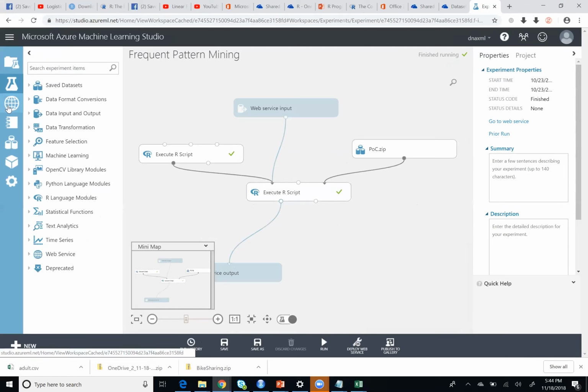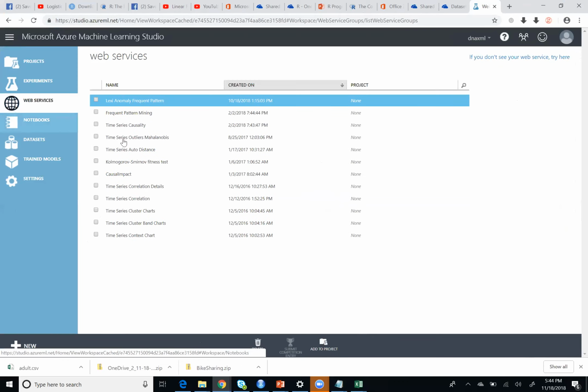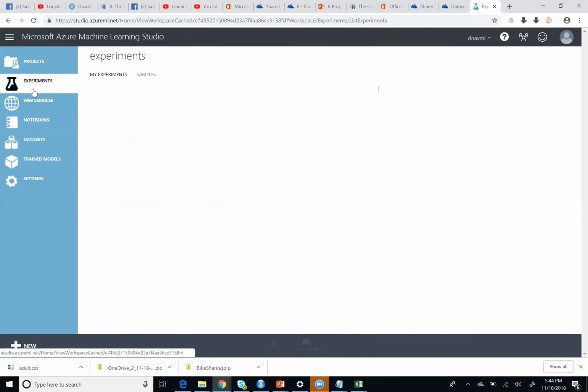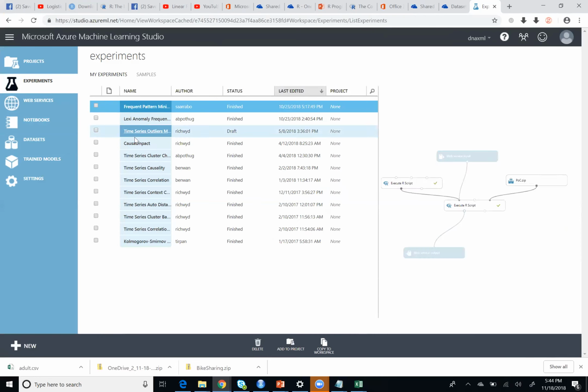So this thing is called Azure studio.azureml.net. If you go create an account and log in, you can create different experiments in here. I actually created a bunch of experiments. You can go and say, hey, I want to create a new experiment. So I did one experiment on frequent pattern mining.